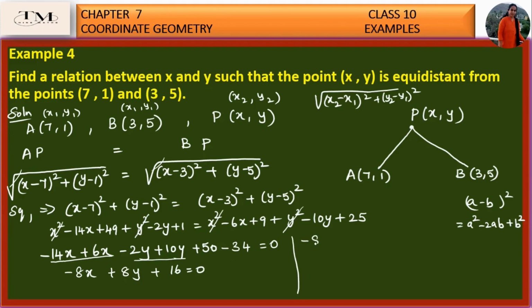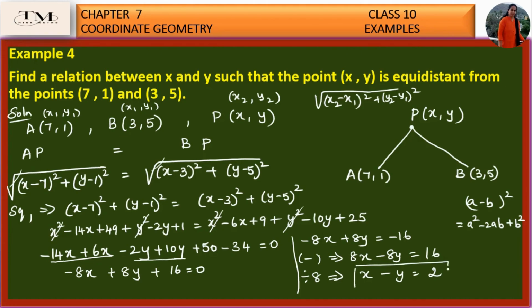So we have minus 8x plus 8y. This plus 16 can be written as minus 16 on the other side. So we are multiplying with negative. If you multiply with negative, we will get plus 8x minus 8y equal to 16. All are multiples of 8, so dividing by 8, you will get x minus y equal to 2, because 8 is divisible one time, this 8 is divisible one time, 16 is divisible two times. So x minus y is equal to 2.